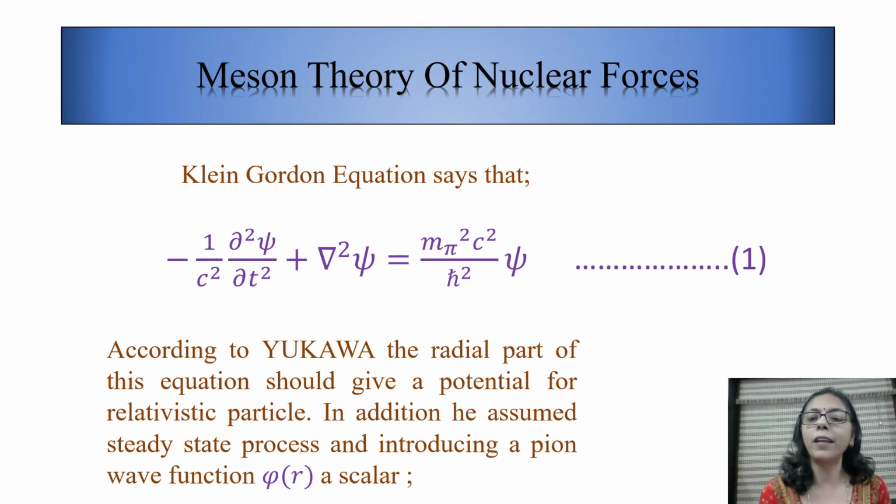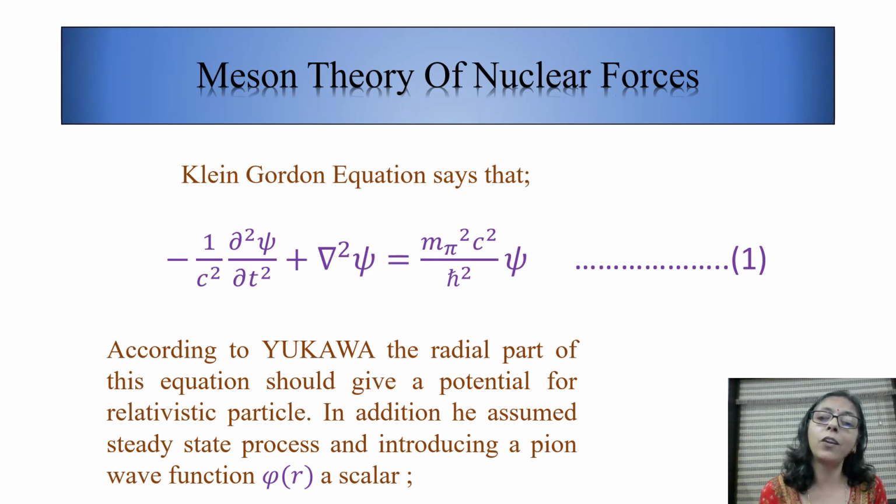What does the Klein-Gordon equation say? Minus 1 upon c square del square psi by del t square plus del square psi is equal to m pi square c square upon h cross square psi. What is psi? It is the wave function associated with the particle. m pi is the mass of the particle, right?